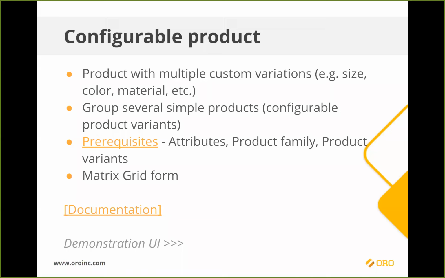You may vary a product using the size, using the color, using different materials, and so on. And a configurable product is used as a sort of umbrella or group for the multiple configurable product variants.